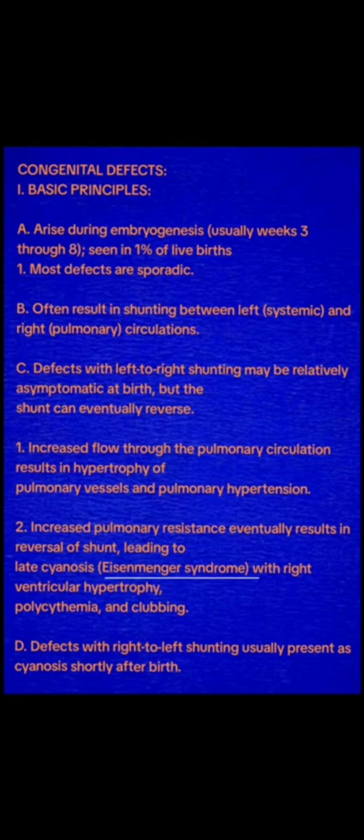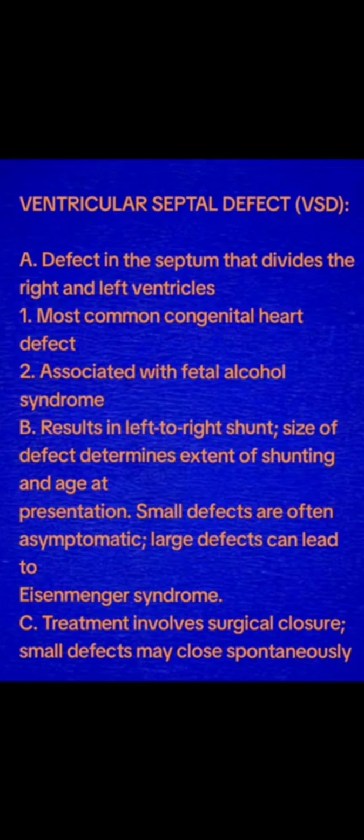Eisenmenger syndrome is high blood pressure in the blood vessel of the lungs and the right side of the heart, with right ventricular hypertrophy. Polycythemia means abnormally high number of RBC in the blood. Clubbing means bulbous enlargement of the end of one or more finger or toes. Defects with right to left shunting usually present cyanosis shortly after birth.